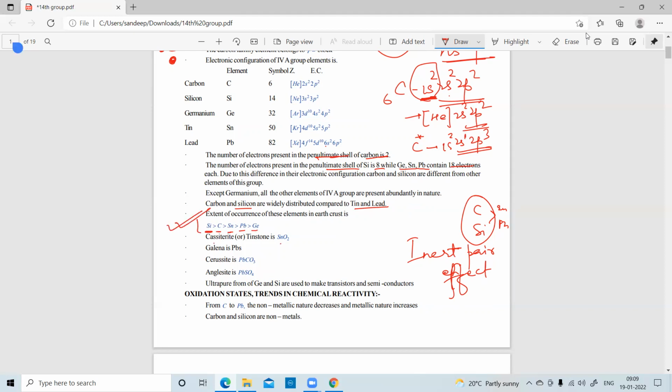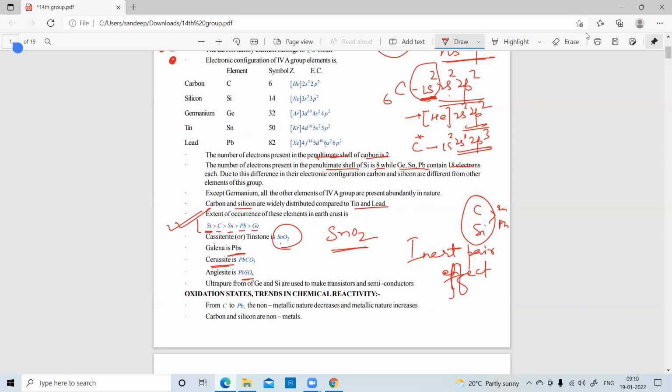Tin stone, cassiterite, is SnO2, that is tin 4 oxide, also called cassiterite. Galena is PbS, lead sulfide. Cerussite is lead carbonate. Anglesite is lead sulfate.